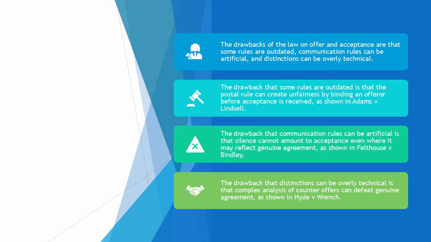The drawbacks of the law on offer and acceptance are that some rules are outdated, communication rules can be artificial, and distinctions can be overly technical. The drawback that some rules are outdated is that the postal rule can create unfairness by binding an offer before acceptance is received, as shown in Adams v. Linsell.